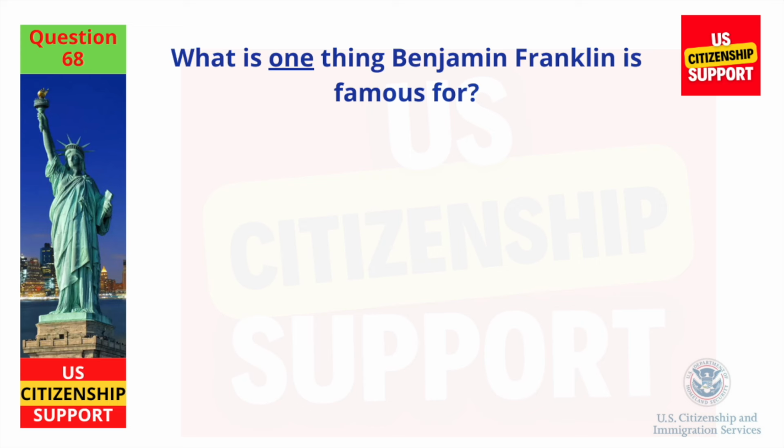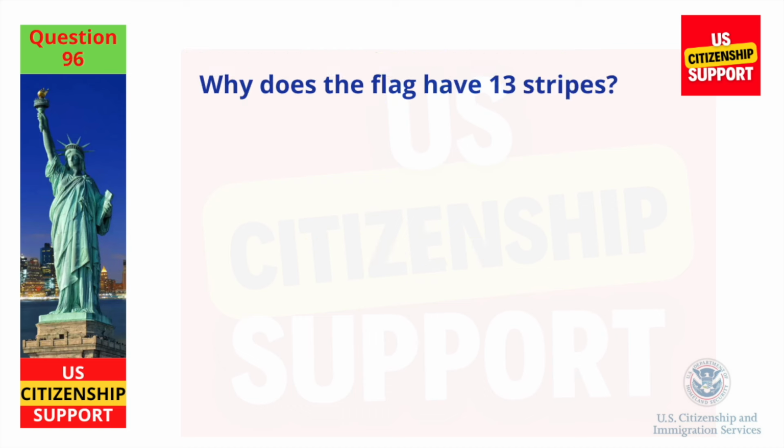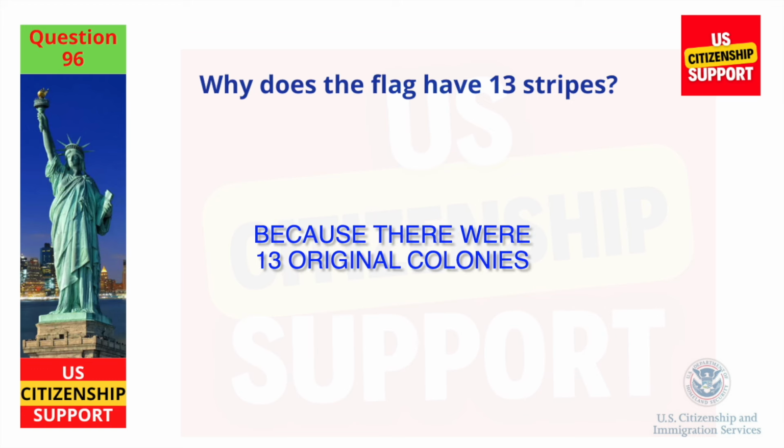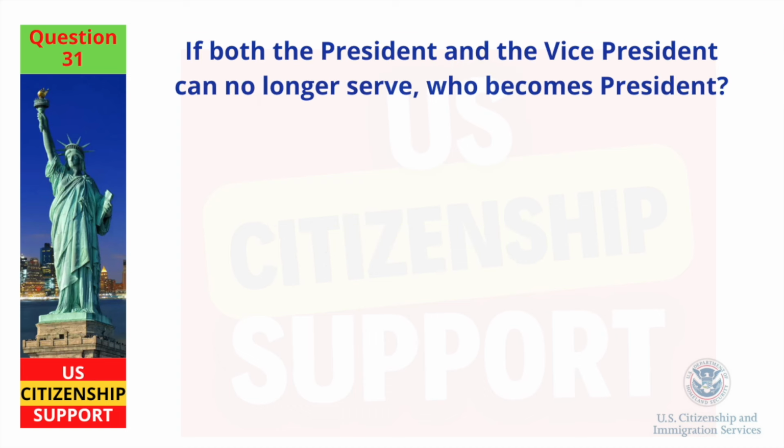What is one thing Benjamin Franklin is famous for? U.S. diplomat. Why does the flag have 13 stripes? Because there were 13 original colonies. If both the president and the vice president can no longer serve, who becomes president? The Speaker of the House.